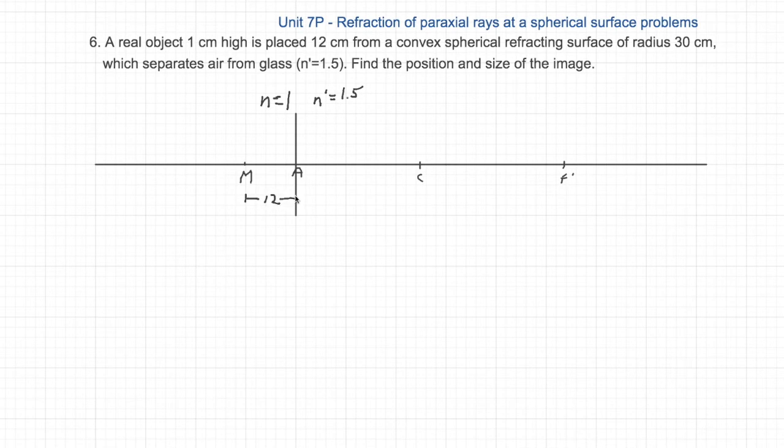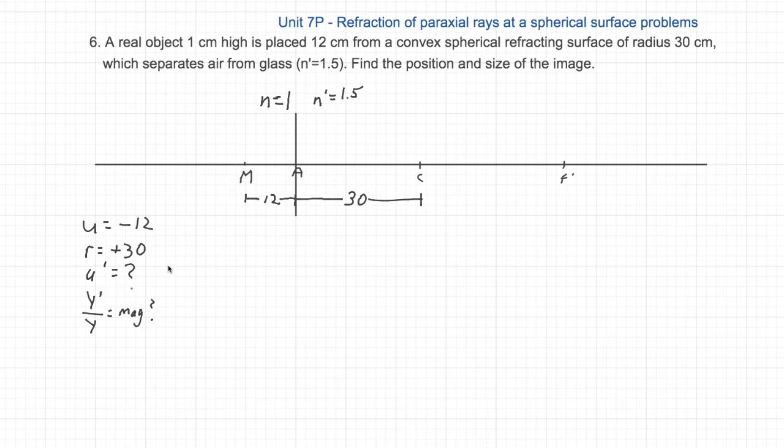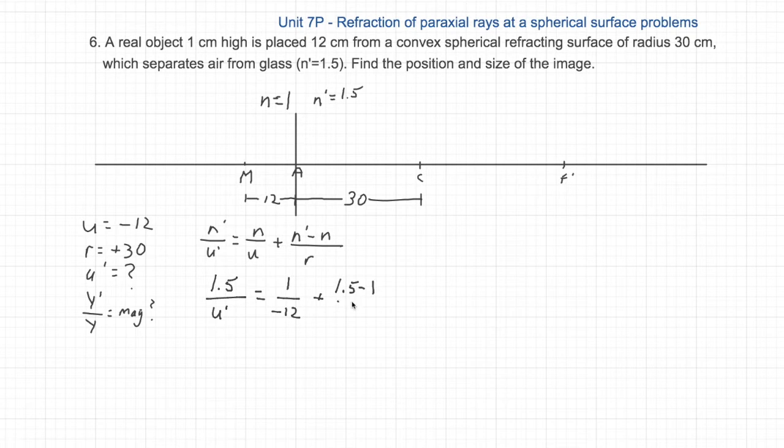N prime equals 1.5. Object distance U equals negative 12 from A to M. The radius going from A to C is a positive 30, going from left to right, and we are looking for U prime. And eventually we'll find the size of the image with the formula Y prime over Y equals the magnification. So first we'll plug into our familiar formula. Solving for U prime.